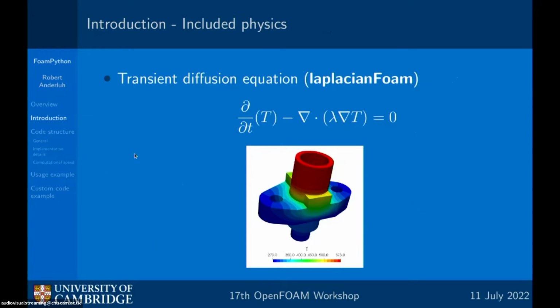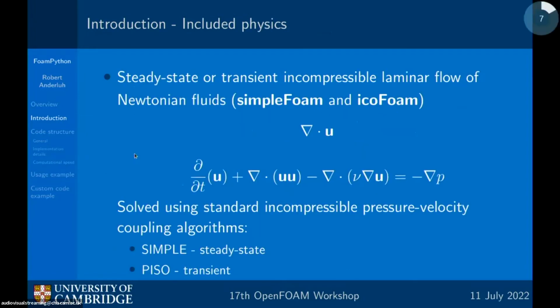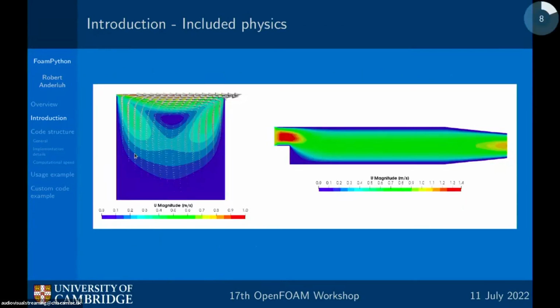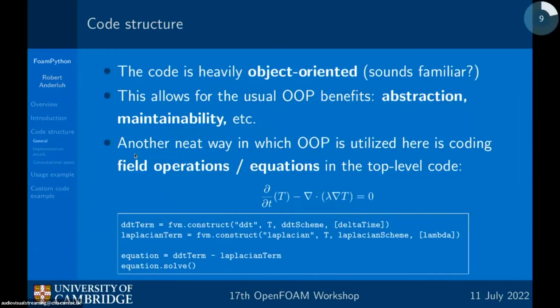So some of the included physics in my code currently: I have an equivalent of the laplacianFoam solver, which solves the transient diffusion equation, as seen in the famous flange tutorial. And regarding fluid flow, I have implemented equivalents of simpleFoam and icoFoam, where SIMPLE and PISO algorithms are used for pressure velocity coupling, and then some very famous examples like driven cavity flow and Pitz-Daily could be solved with that.